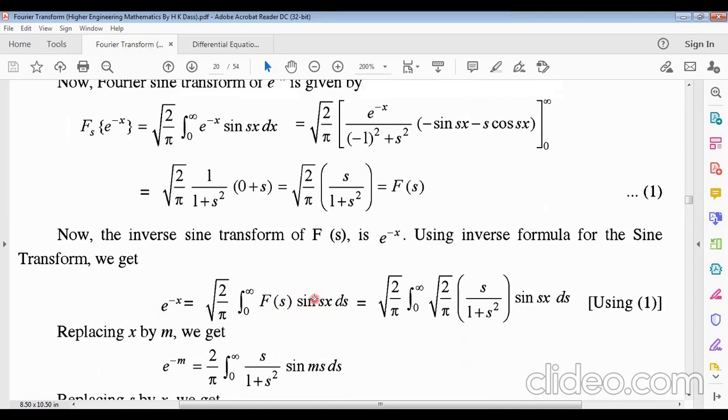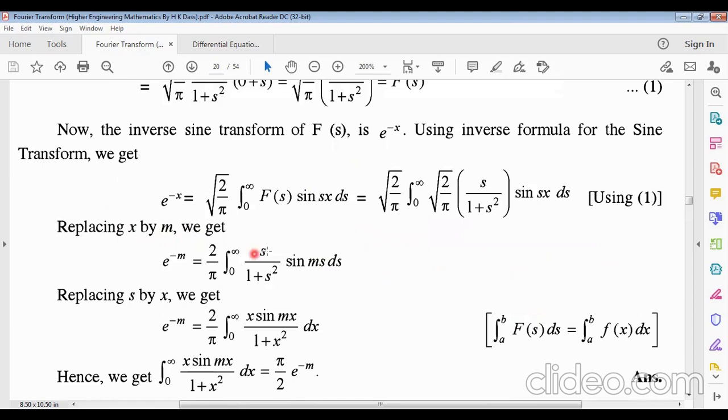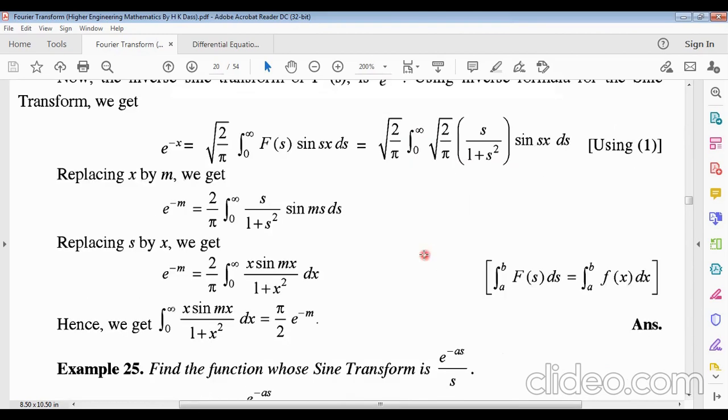That means this is the second formula, the inverse Fourier sine transform. So this equals root over 2 by pi, integral from 0 to infinity of f of s, which from equation number 1 we get this one, sin sx ds. Using equation number 1, we can write this. So replacing x by m here, because in our given integral the parameter is m, this is why we are replacing it.